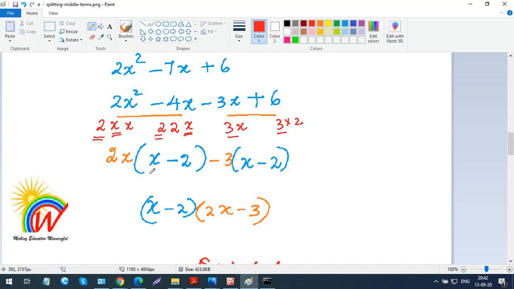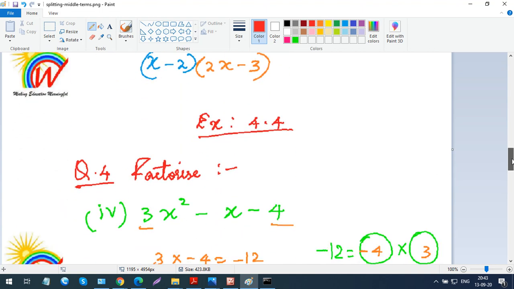So now you see, cross check the blue terms. The bracket terms are x minus 2 and x minus 2. So that means whatever I have done so far is right. So I will write x minus 2 in the bracket, and what else is remaining? The orange ones, 2x minus 3, that will come in the next bracket. Okay, so this is the end of the solution. All right, so now I'm doing two problems from the exercises.